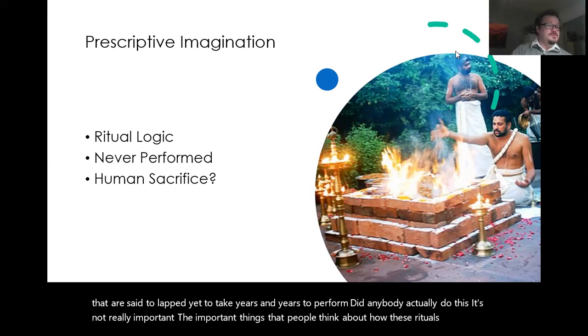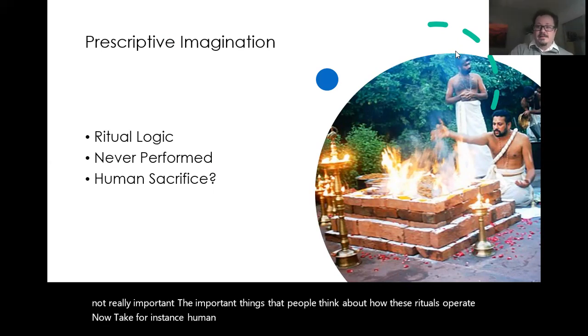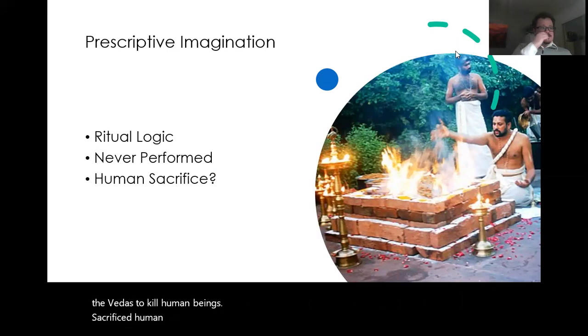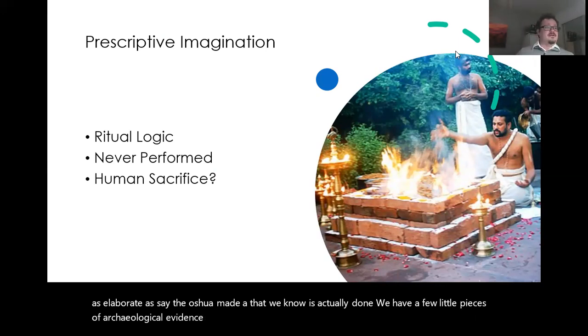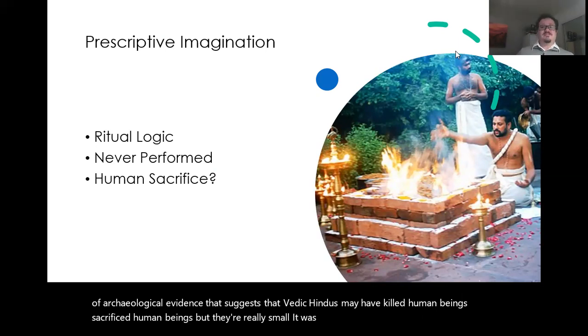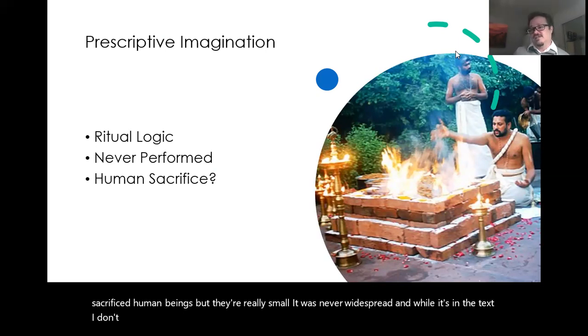Now, take, for instance, human sacrifice. Purushamedha: there are sacrificial rituals in the Vedas to kill human beings, to sacrifice human beings. But the thing is, it's described and it's prescribed, but the details aren't as elaborate as, say, the Ashvamedha that we know is actually done. We have a few little pieces of archaeological evidence that suggest that Vedic Hindus may have sacrificed human beings, but they're really small. It was never widespread. And while it's in the text, I don't know if it was ever actually done.